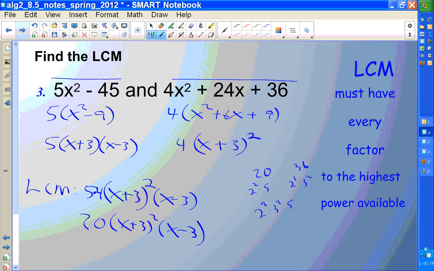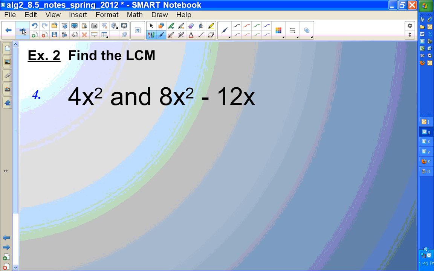What's the highest power on the x plus 3? So if we erase that, what's the highest power? You don't need to put it in twice. You can put it in twice, but then it's not the LCM. It's just a common multiple, or a common denominator, which is really what we care about. We don't care so much about the multiples as we care about the denominators. Okay? Everybody okay with this example? Always look for it to be in factored form to begin with.